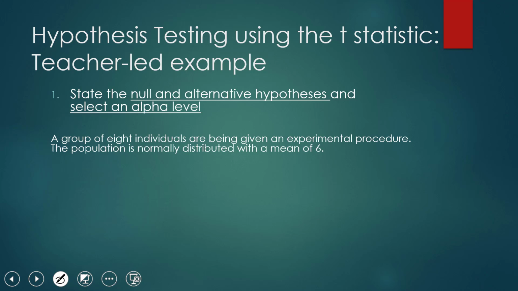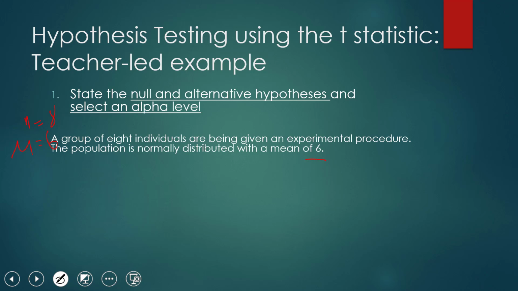It says a group of 8 individuals, so that means we have an n of 8, are being given an experimental procedure, and the population is normally distributed with a mean of 6. So that means our mean is 6.